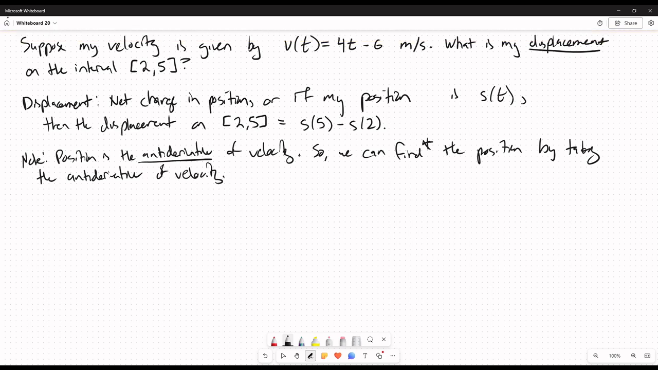And thankfully, our velocity isn't too bad here. So we have a velocity of 4t minus 6. That would give us a position of, using that reverse power rule, 2t squared minus 6t. Okay. Now, there's an asterisk here because we took an antiderivative. There's actually an additional constant here, and we don't actually know what that constant is, and we weren't even given any information that would help us find that constant. But it turns out that constant won't affect our displacement.